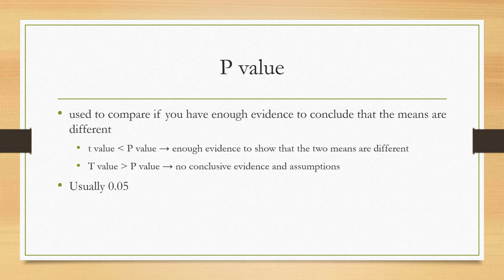Before you actually start the calculation, however, you need to set your p-value. This is the percentage that is used to compare if you have enough evidence to conclude that the means are different. If your t-value, the value that we are calculating, is less than the p-value, which you usually set to 0.05, then you can make an assumption that you have enough evidence to show that the two means are different. You can't make such an assumption, however, if your t-value is larger or equal to the p-value. In such a case, you cannot be definitely sure that there was no difference between your two means. Thus, you should be wary that perhaps you did not have enough data or the data was wrong in any way.